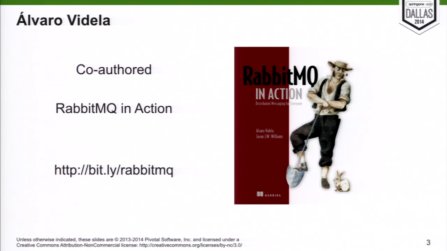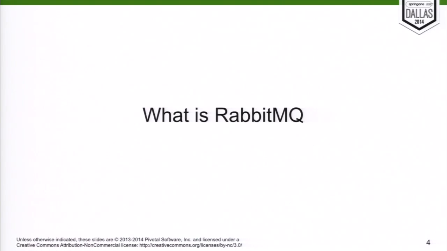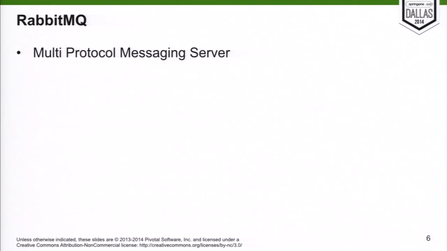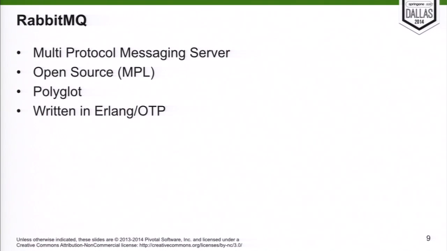Anyway, that's the book. And now, just to go into the talk, what is RabbitMQ? My part of the talk is to show you what RabbitMQ can do. And Félix will show you that I'm not lying, that they actually did it with their product. So RabbitMQ is a multi-protocol messaging server. It's open source under the Mozilla Public License. It's polyglot. And it is written in Erlang OTP.